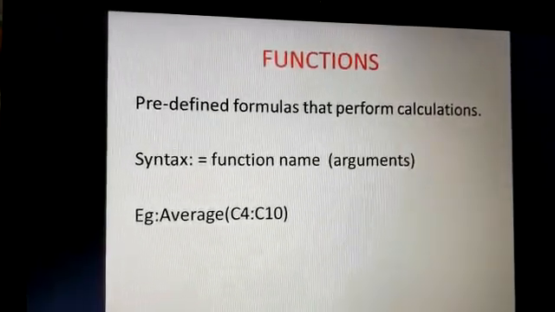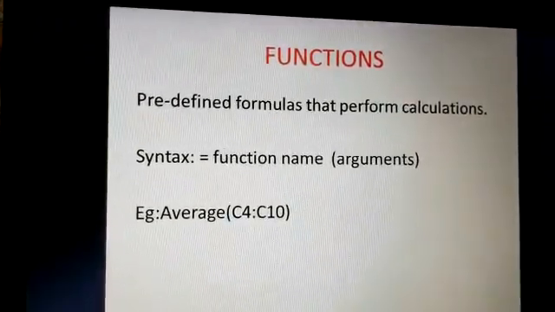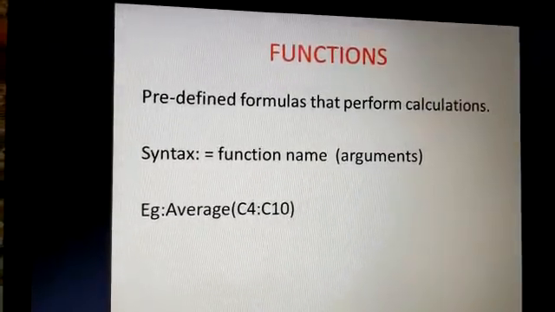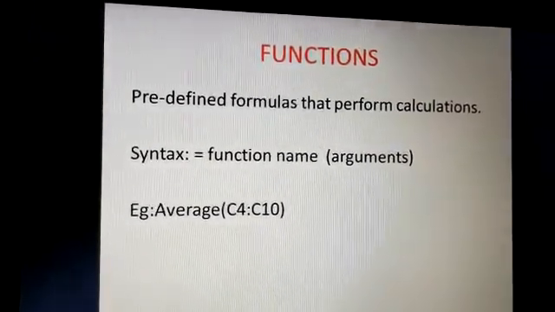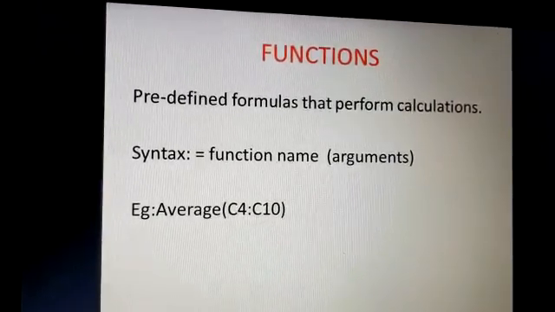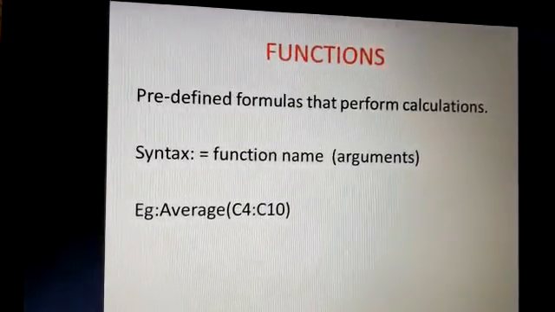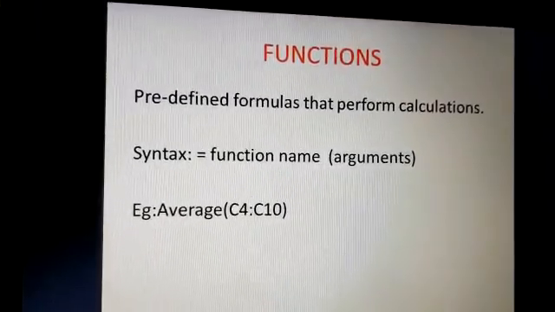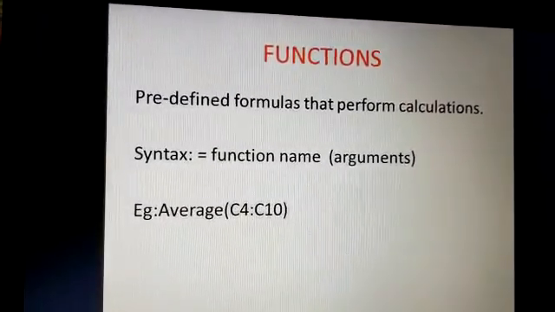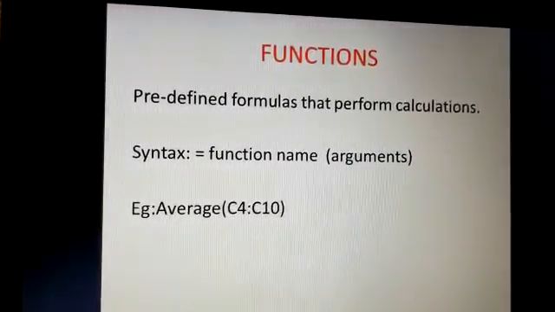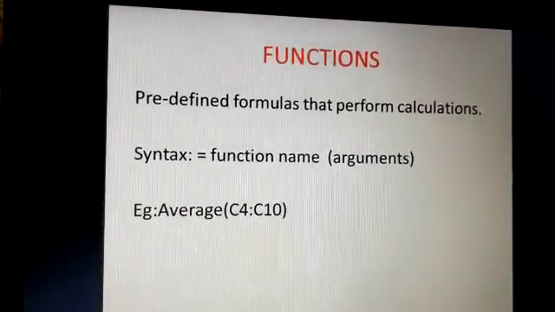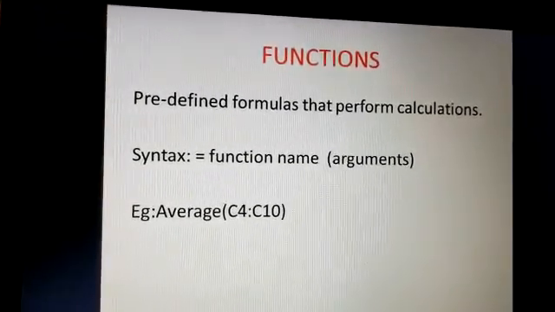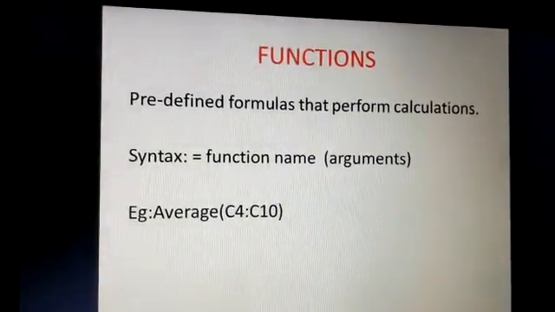Here one example has been given, that is average. First we need to put the equal to sign, then we write the function name, that is average, and then we pass the argument, that is C4 to C10, the cell reference. That means it will calculate the average of all the numbers given in the cells C4 to C10. In this range, whatever numbers are given, the average would be calculated and displayed.